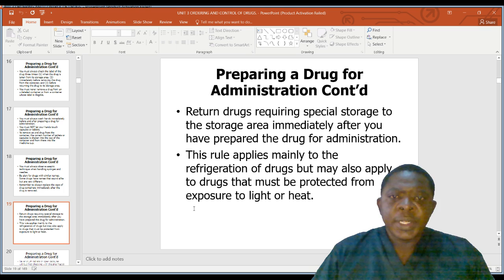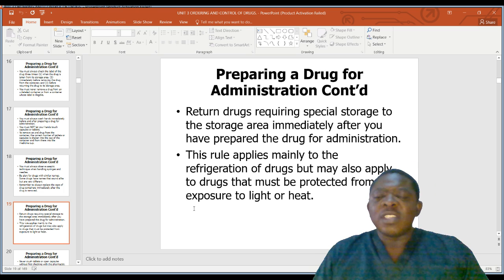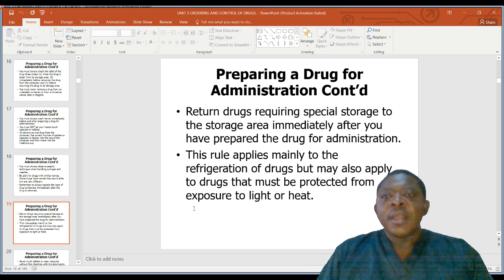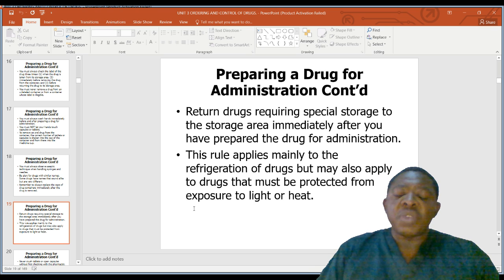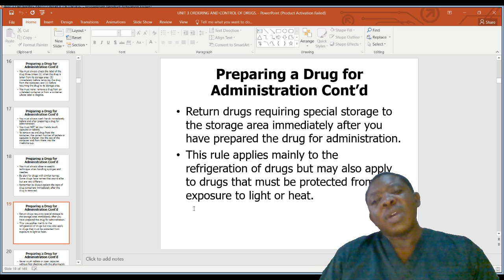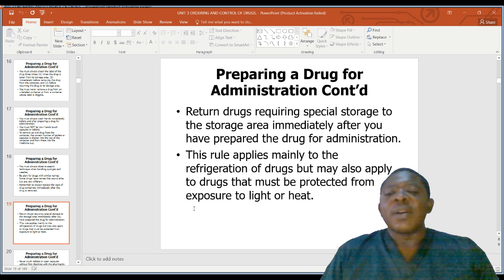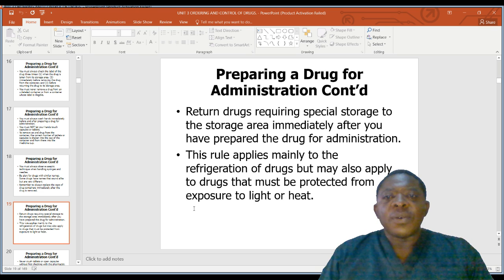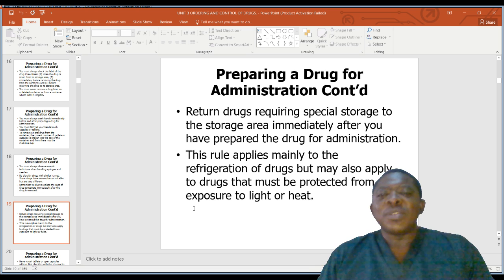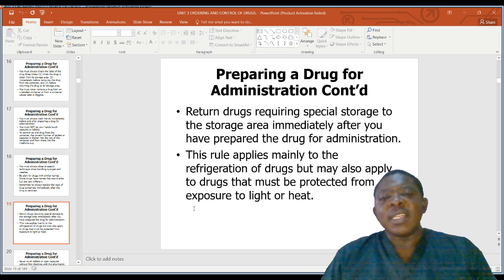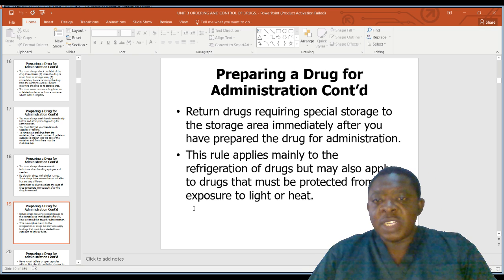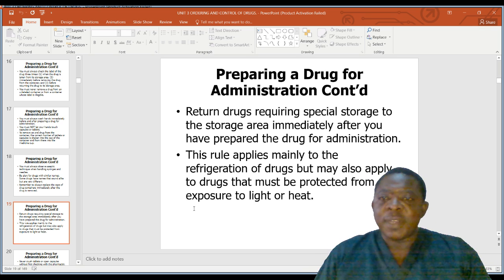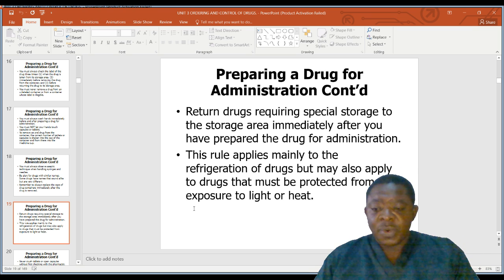Return drugs requiring special storage to the storage area immediately after you have prepared the drug for administration. This is to avoid the drug losing its potency. Remember those drugs that you keep in the fridge, those that have to be kept refrigerated or whatever the case. So remember to put them in the right environment, because any change in temperature may affect their power or potency. So this rule applies mainly to the refrigeration of drugs, but may also apply to drugs that must be protected from exposure to light or heat.